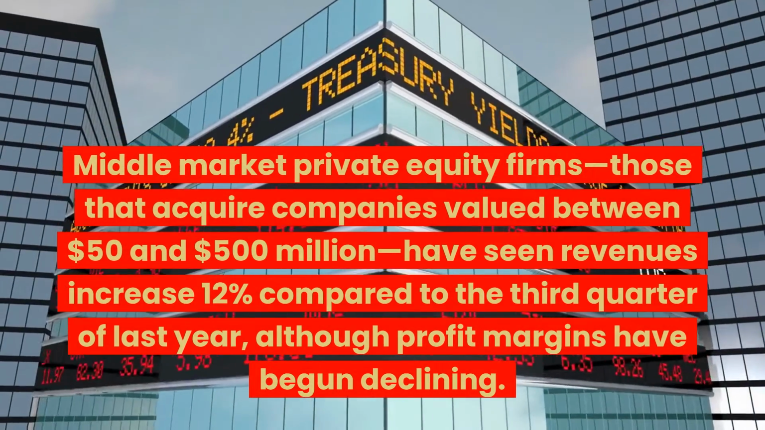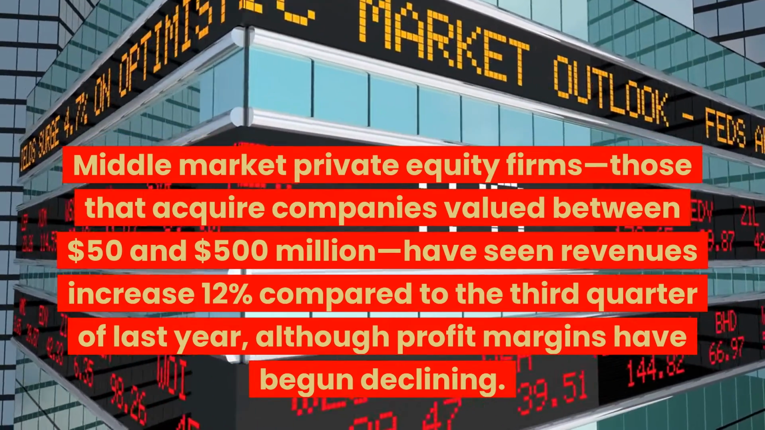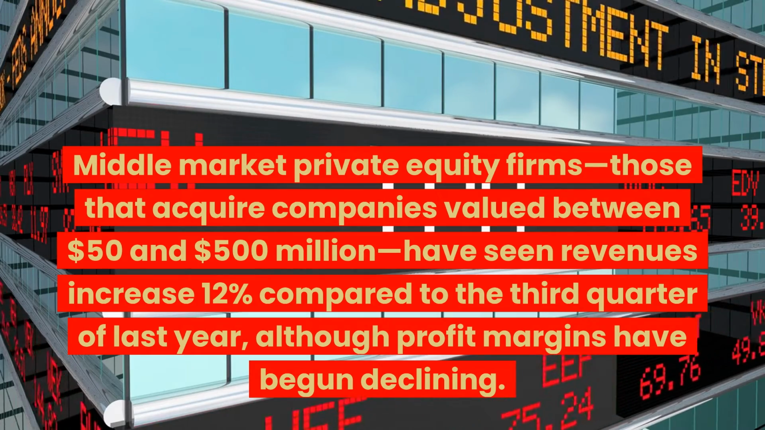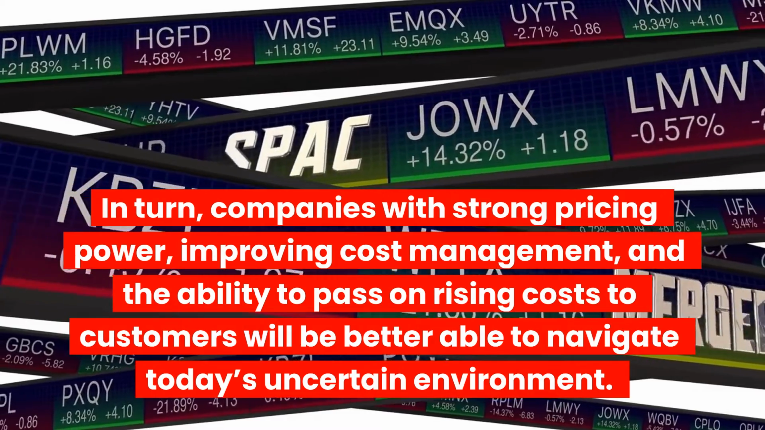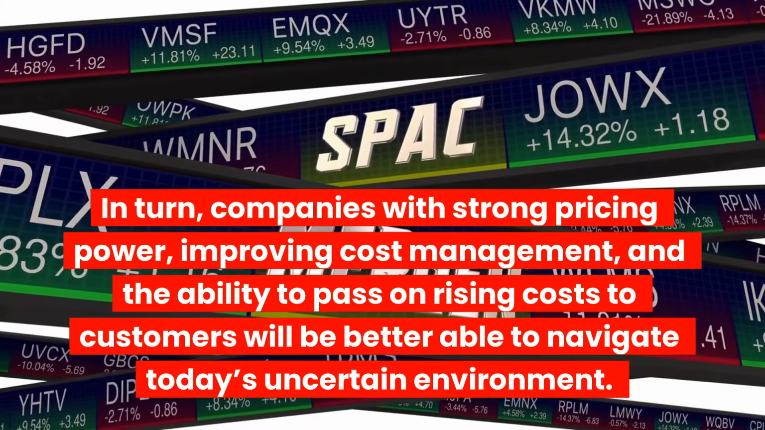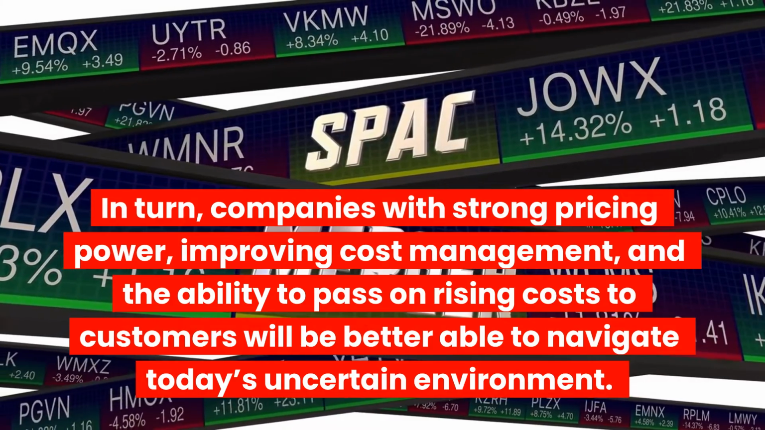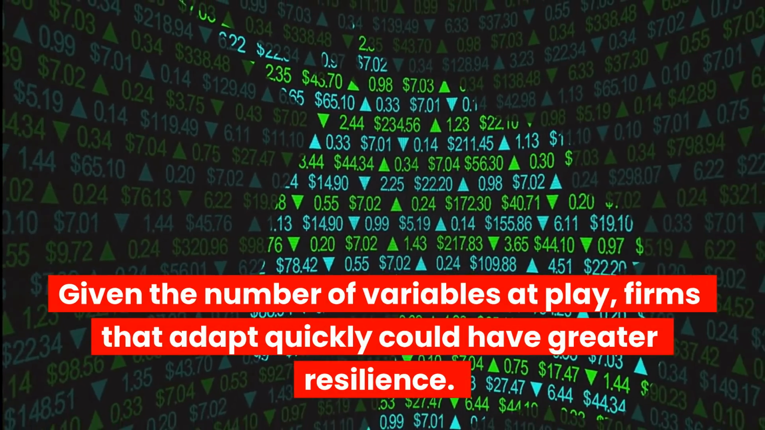Middle-market private equity firms, those that acquire companies valued between $50 and $500 million, have seen revenues increase 12% compared to the third quarter of last year, although profit margins have begun declining. In turn, companies with strong pricing power, improving cost management, and the ability to pass on rising costs to customers will be better able to navigate today's uncertain environment. Given the number of variables at play, firms that adapt quickly could have greater resilience.